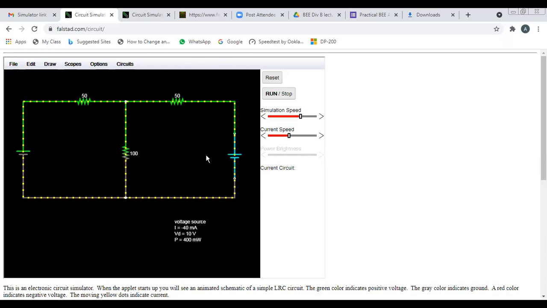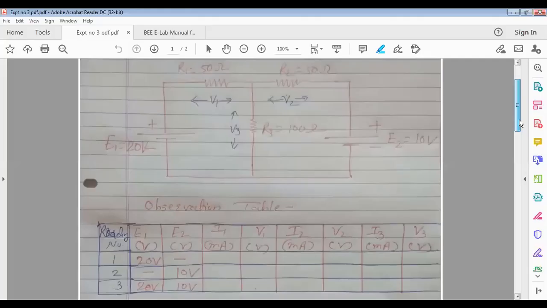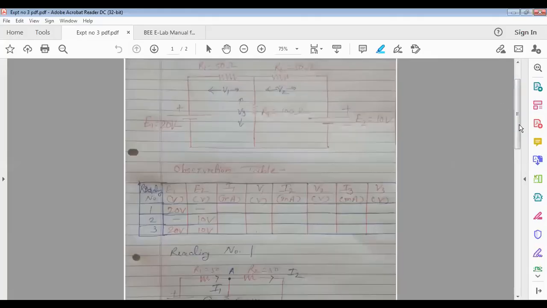Now see this observation table. Which reading is with both E1 and E2? First, second, or third? Third one. So in this third reading, can you design that circuit with E1 and E2, and note down V1, I1, V2, I2, and V3, I3? What is V1, I1?